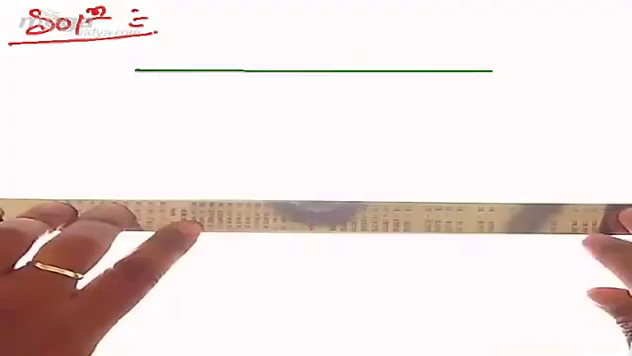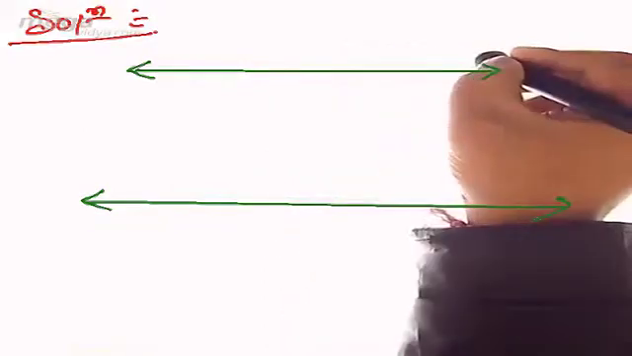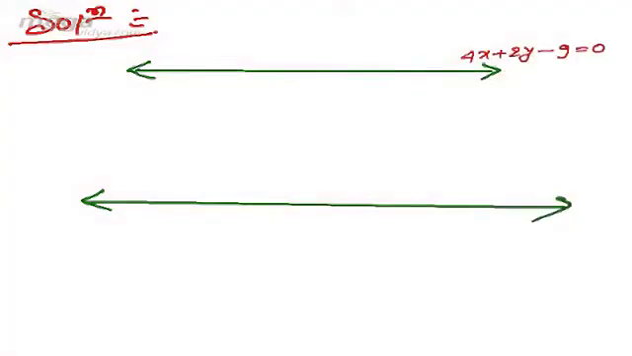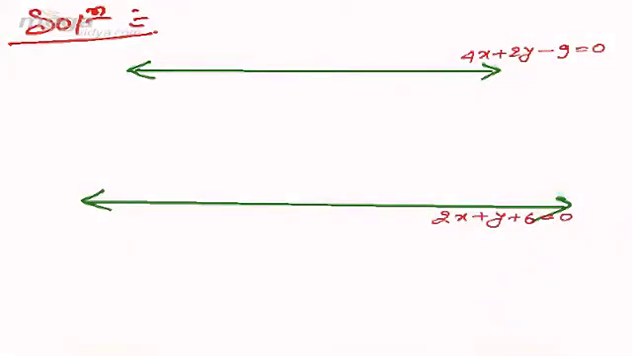So student, first of all, I'm drawing the figure. You have two parallel lines, one is this and one is this. Suppose this is your first line, which is 4x plus 2y is equal to 9. This is the second line, which is 2x plus y plus 6 is equal to 0.